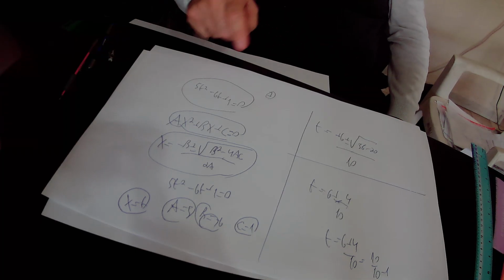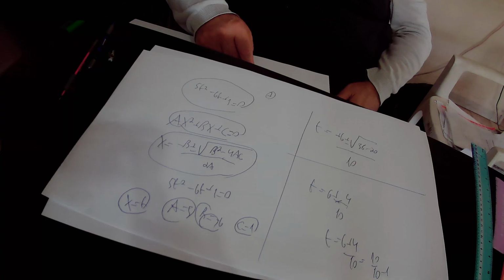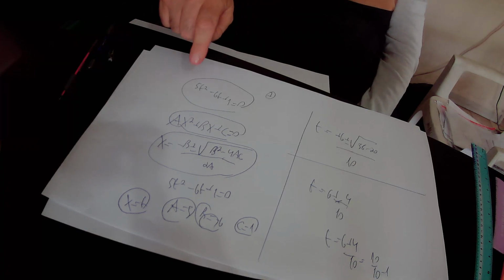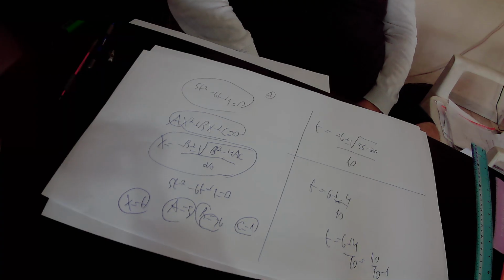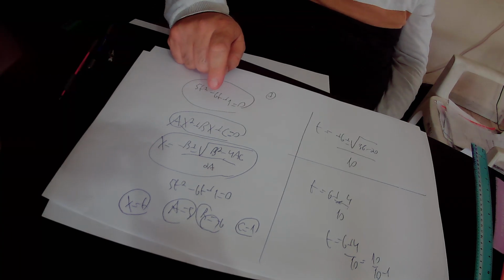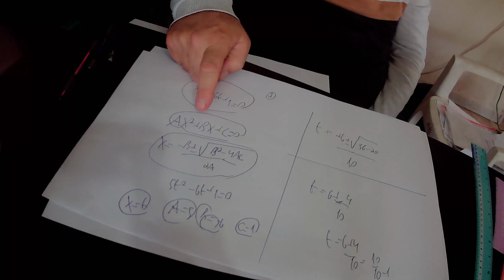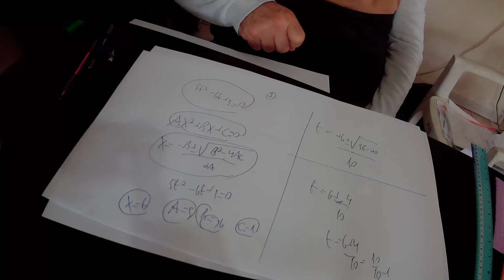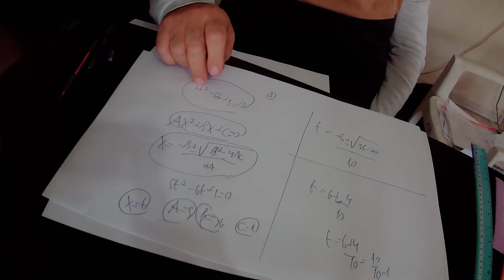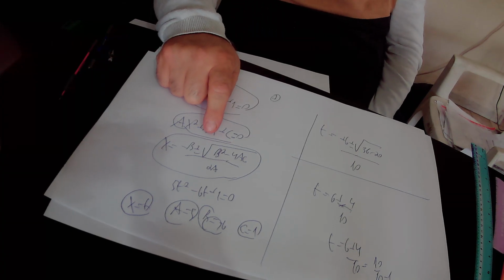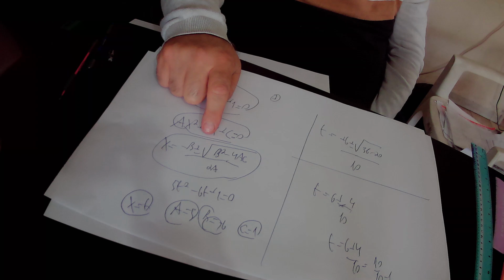So this is a quadratic equation, and the general formula for a quadratic equation is ax squared plus bx plus c equals 0. In this general formula, a, b, and c are the coefficients of this quadratic equation, and x is the variable that we are looking for. And we find the value of x according to the following formula: x equals minus b plus or minus square root of b squared minus 4ac, over 2a.